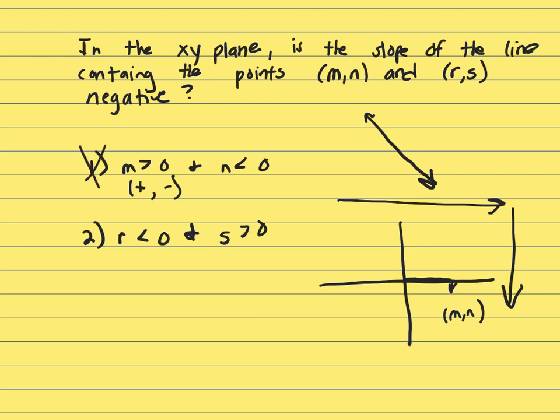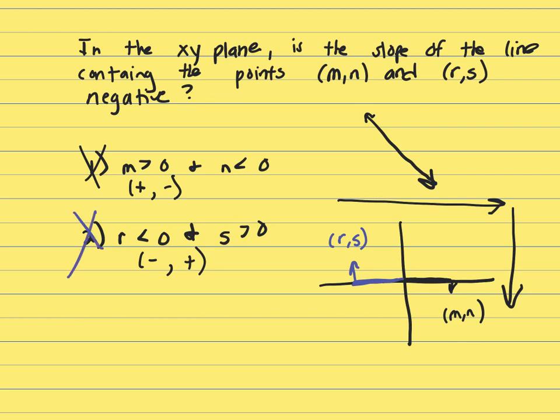Let's do the same thing for clue 2. r is less than 0, that means it's negative, and s is positive. Well, you went this way for x, which is negative, and then up. So rs is somewhere in this quadrant, but it doesn't tell me anything about mn, so that doesn't work.